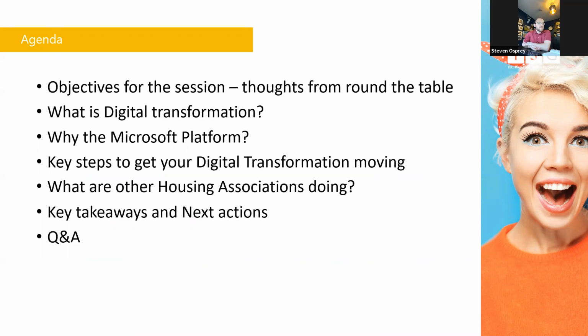The static content, the pillars content, I'll go through as a basics of what is digital transformation and why is it a thing, effectively. Second point is why the Microsoft platform as a technology platform to achieve that. Third point is key steps to get your digital transformation moving. So understanding what it is is one part, but actually how do you get the thing off the ground is a key one. And we'll talk a little bit about that and about strategic planning and gaining sponsorship from around the organisation.